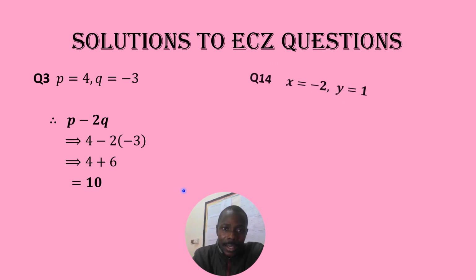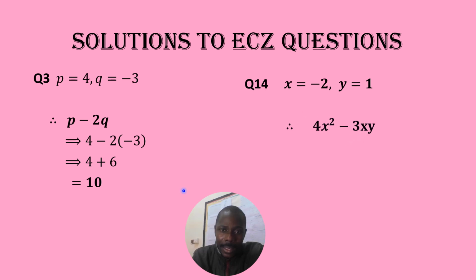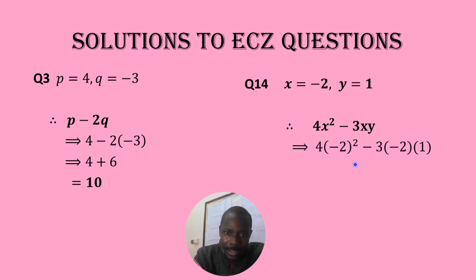The other one was x is equal to -2, y is equal to 1. So therefore the expression 4x squared minus 3xy is going to be, right, so we substitute, we replace letters with numbers. So 4 minus, in brackets, since our x is -2, we're simply saying -2 squared.